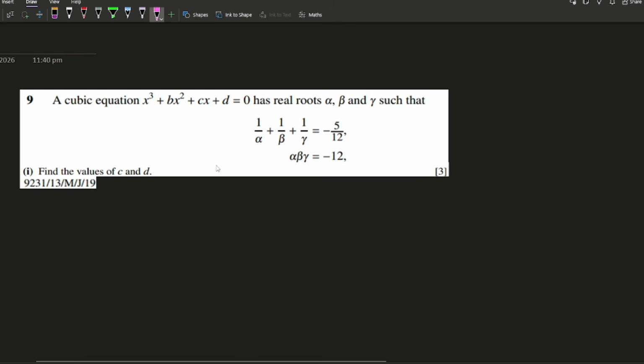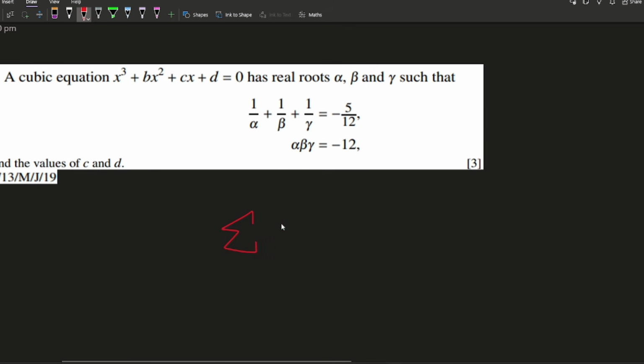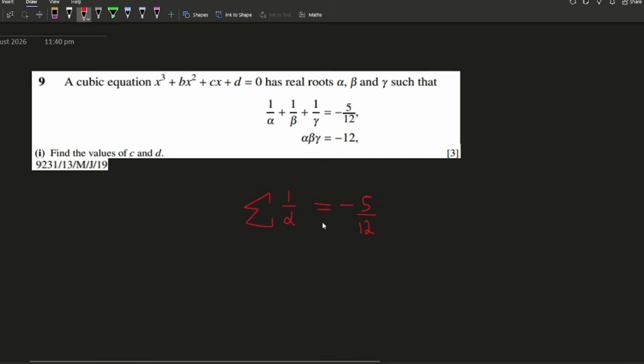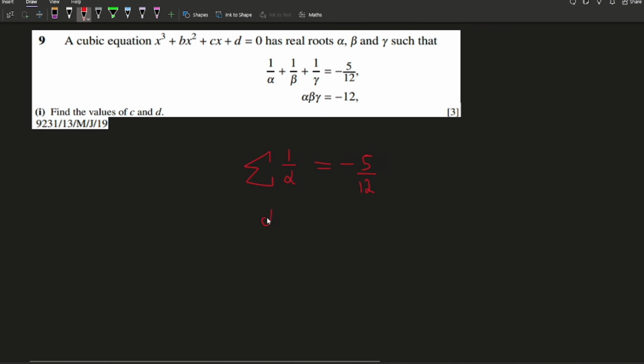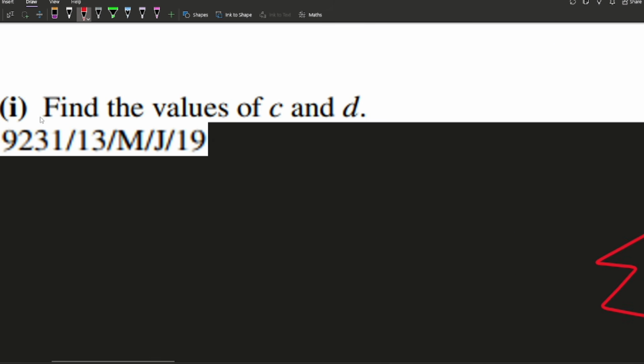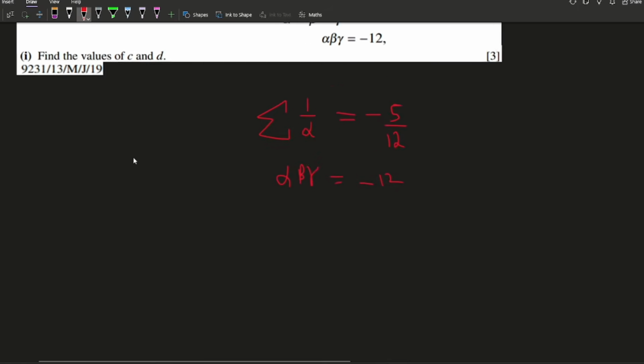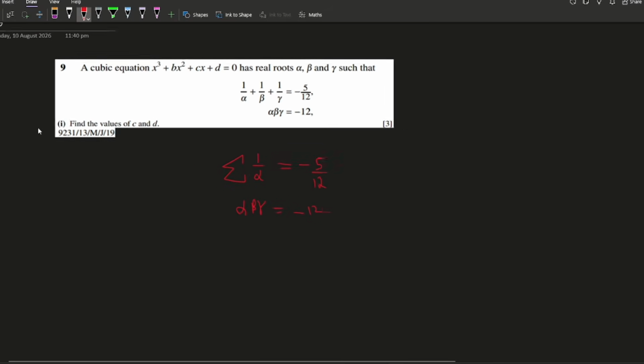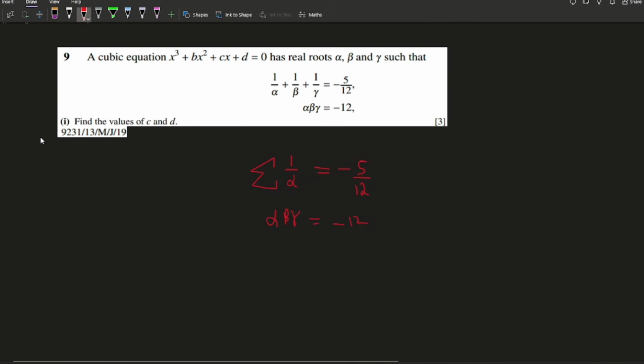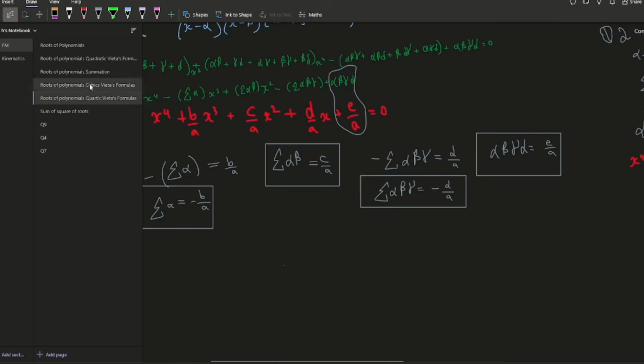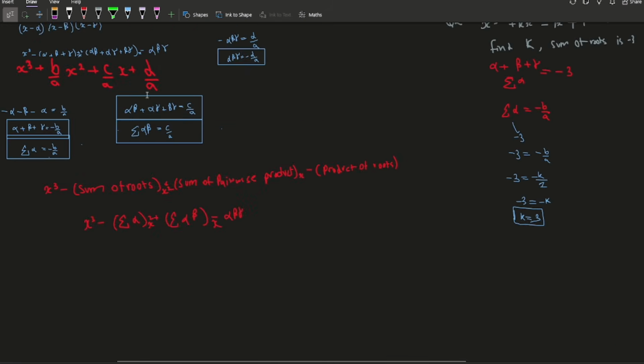Okay, so the question has given us two key pieces of information: the sum of the inverse of the roots is equal to minus 5 over 12, and the product of the roots alpha, beta, gamma is equal to minus 12. Now the question wants us to find the values of C and D, which we can do pretty easily. So let's first revise what we have already learned. So this is Vieta's formula for cubic equations.